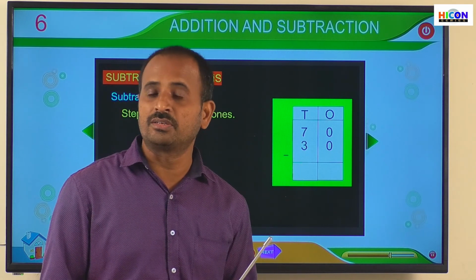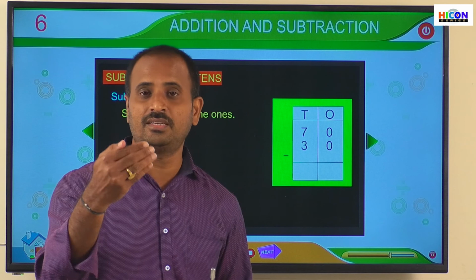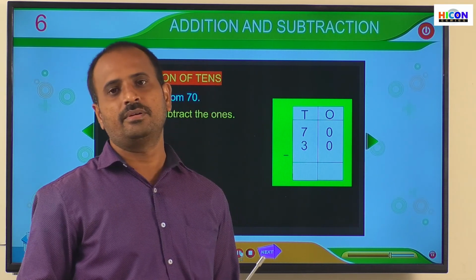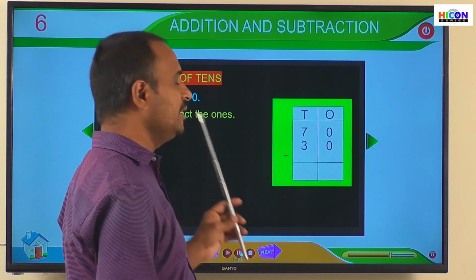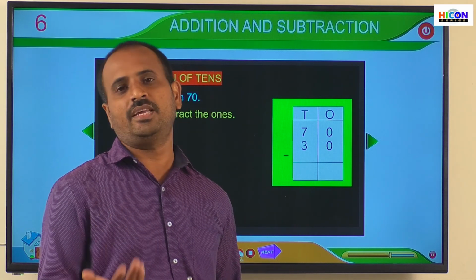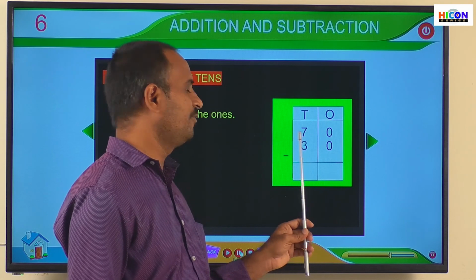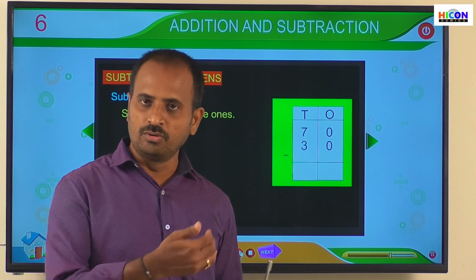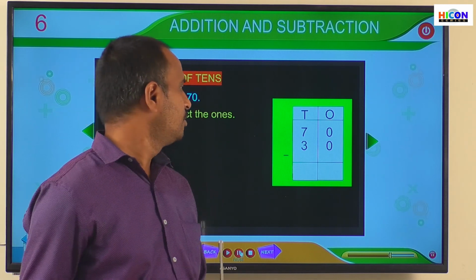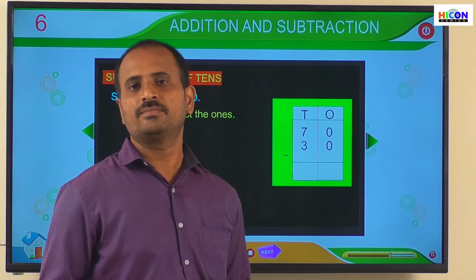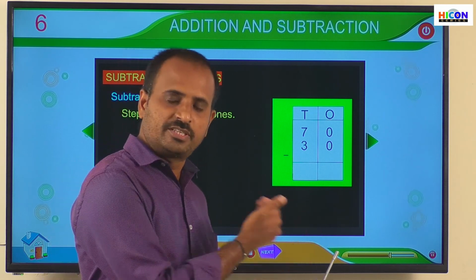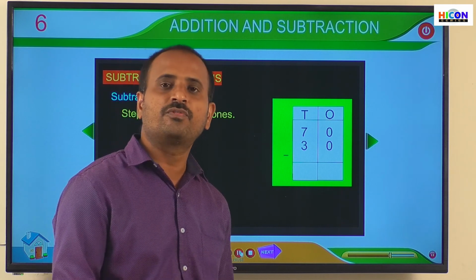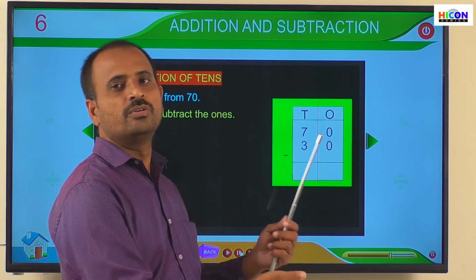In subtraction, first we have to write the greater number and next write the smaller number below the greater number. Among 70 and 30, 70 is the greater number. So write 70 first and write 30 below 70. Now do the subtraction. Do you remember how to do subtraction? Either addition or subtraction, we have to start from the ones place and then go to the tens place.